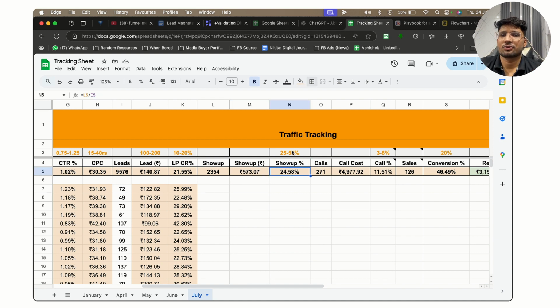Show up percentage: normally it is 25% to 55% depending upon the person, branding, how old he is in the market, how well he is spending, how well he has set up the entire funnel, and tech and nurturing included. Show up was 24.58%. Earlier we used to get metrics between 25 and 55, but this time our show up just reduced to 24.